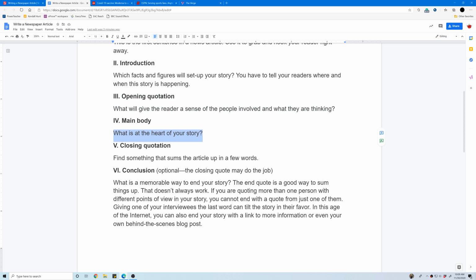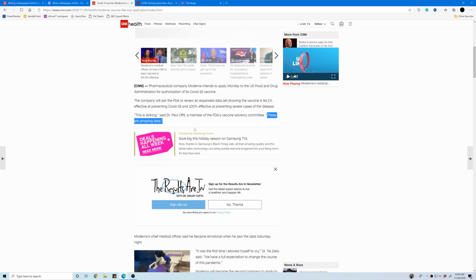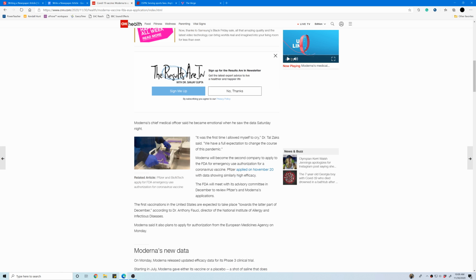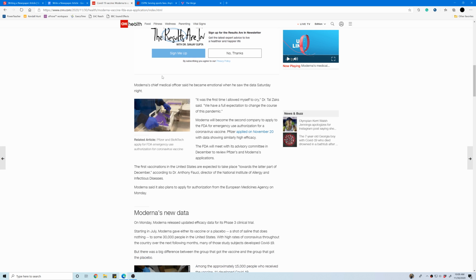Then you move on to the heart of the story where you start giving more detail, more information. Let's see if CNN does that. Moderna's chief medical officer said he became emotional when he saw the data Saturday night. And so now we're starting to talk about the process for how they came up with the vaccine. That might be interesting for people. And even the people that worked on the vaccine, their own response to it is maybe something interesting to people. So we have another quote. "It was the first time I allowed myself to cry," Dr. Tal Zaks said. "We have a full expectation to change the course of this pandemic."